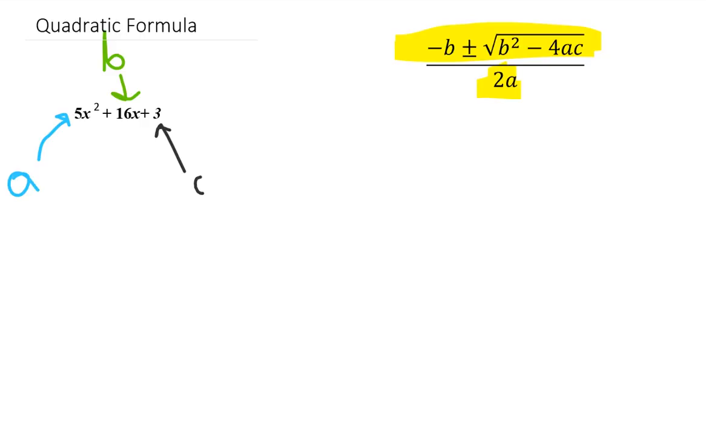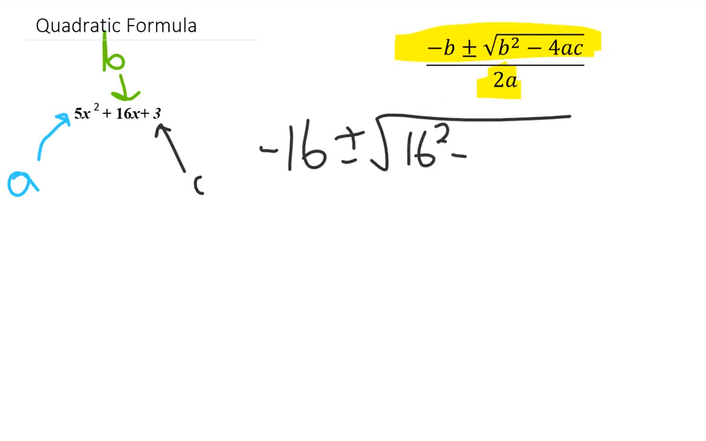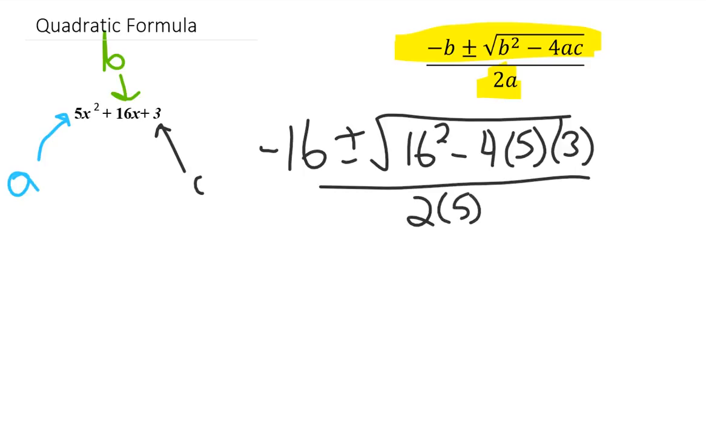So I'm going to just start plugging into my formula now. So negative b, my b value is 16. So negative 16 plus or minus the square root of b squared, so 16 squared, minus 4 times a is a 5, times c is a 3, all divided by 2 times a, so 2 times 5. Now, all we did was plug in my numbers from over here into my formula up here. So we haven't simplified anything, we just simply substituted.